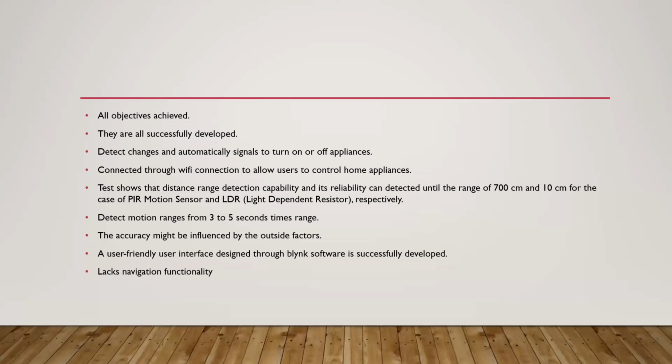A user-friendly user interface designed through Blynk software is successfully developed in the mobile application in which the user can interact with it to send signals and commands. However, it is still lacking in terms of indicating the appliance's condition to help users in making decisions. It also lacks navigation functionality to help users differentiate between home appliances located in which area the control button is for, where there is a large amount of appliances.